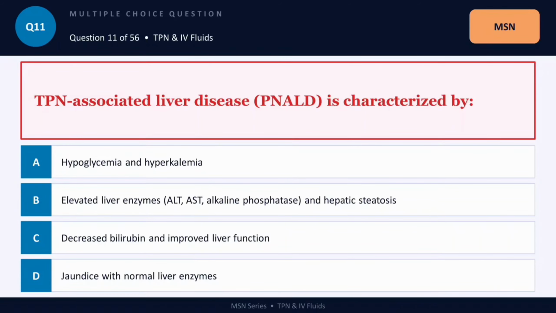Question number 11. TPN-associated liver disease is characterized by: Option A. Hypoglycemia and hyperkalemia. Option B. Elevated liver enzymes and hepatic steatosis. Option C. Decreased bilirubin and improved liver function. Option D. Jaundice with normal liver enzymes.